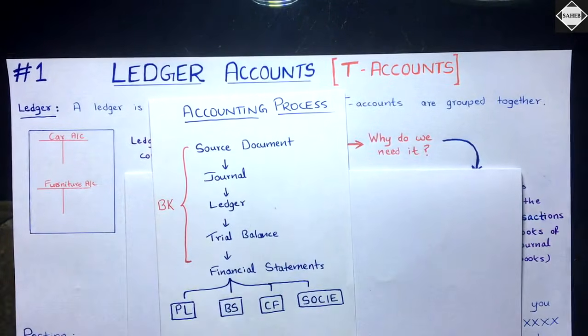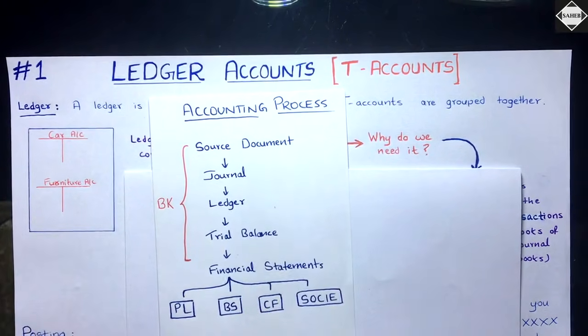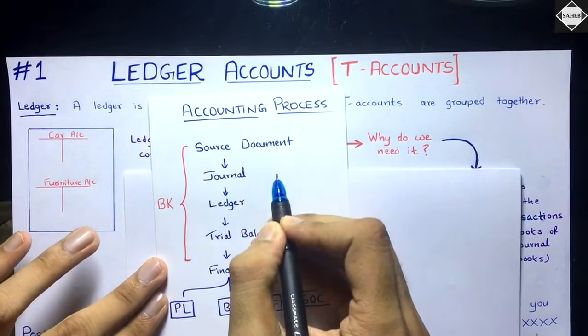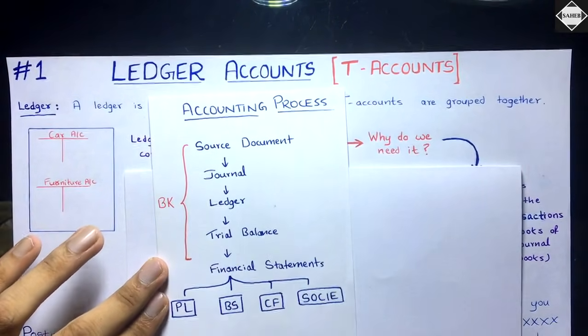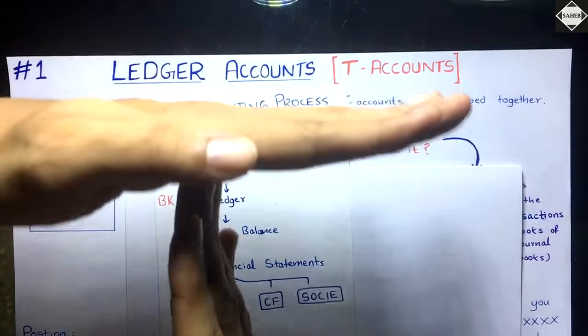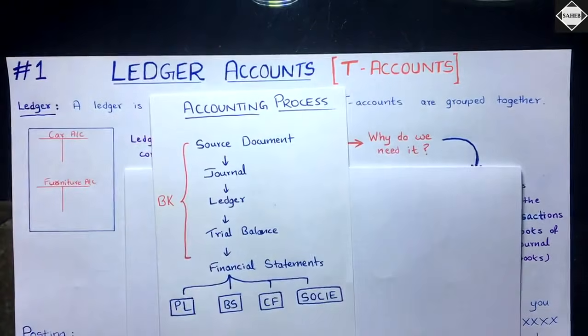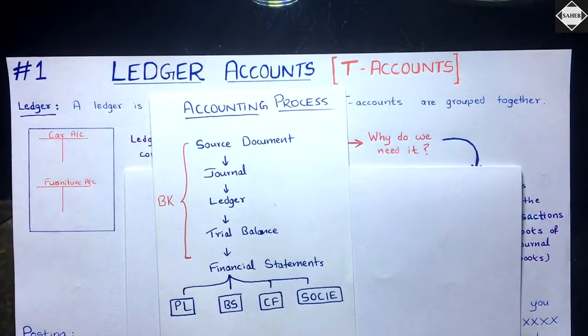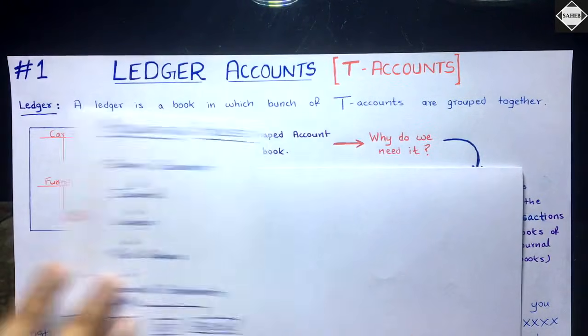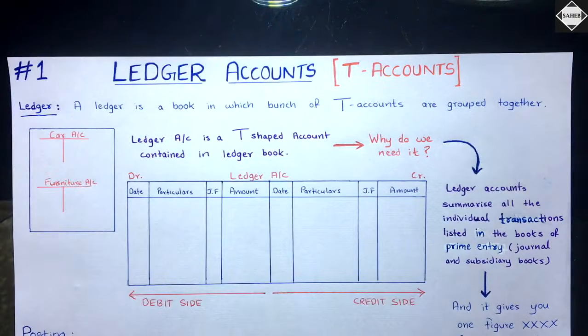Fine. Now what we have to do is summarize those transactions relating to each category and to each party by making their separate ledger account. For every name you take in the journal and in the subsidiary books, you will have to open a separate ledger account and summarize all that transaction into one. So that's what we're going to do over here. So see here the format and everything.